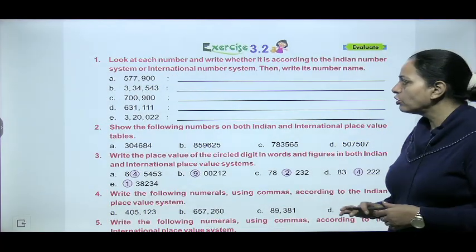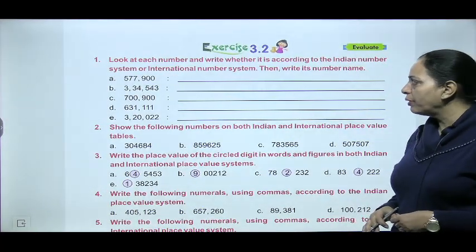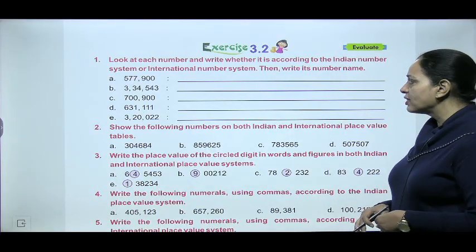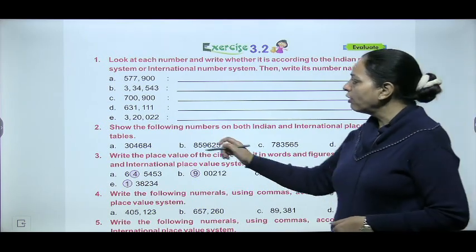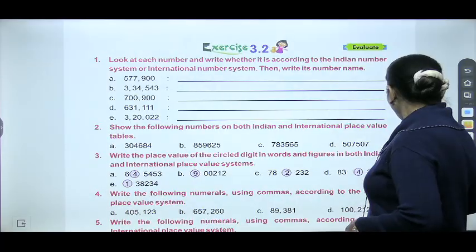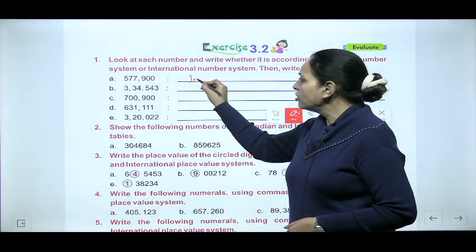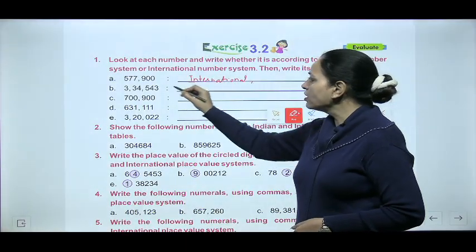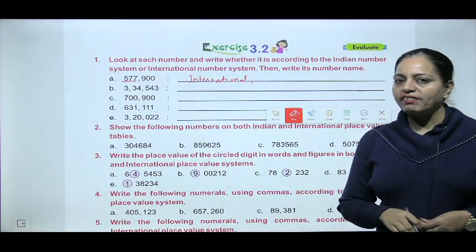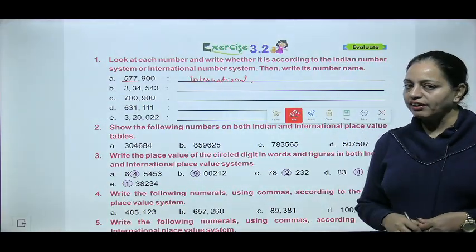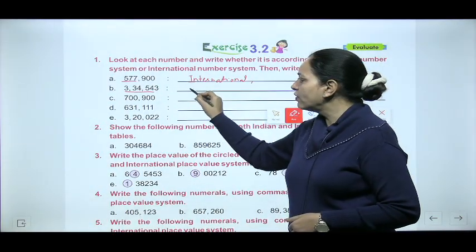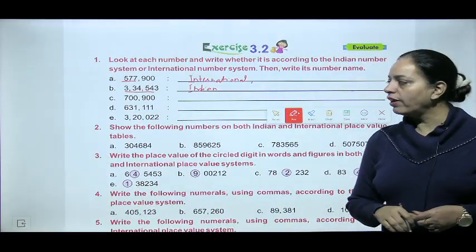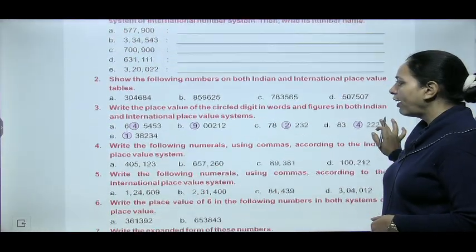Now exercise 3.2, question number 1. Look at each number and write whether it is according to the Indian number system or international number system. Then write its number name. So here you can see this is according to international because 3 digits grouping. So this is international system. And what is the number name? 577,900. B part, this is what? This is Indian. 3,34,543. Similarly, you can try remaining parts.